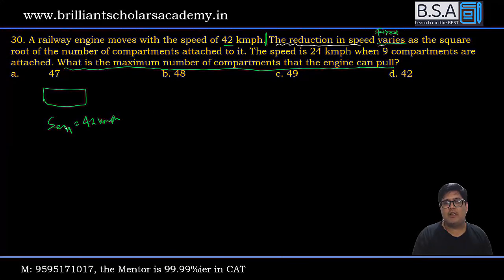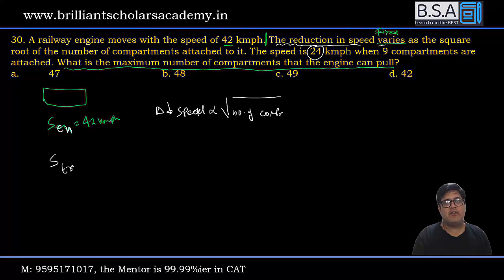Speed is not proportional. The reduction, the decrease in the speed of the engine, is proportional to the square root of the number of compartments attached. The speed becomes 24. Now it is not the engine, it is the speed of the train. The speed of the train becomes 24 when the compartments attached are 9. The question is, what is the maximum number of compartments the engine can pull?